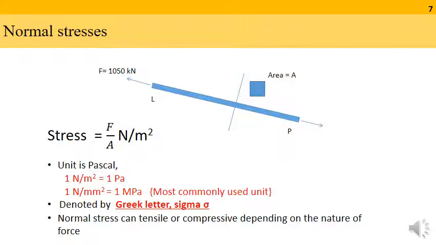And the force can be tensile or compressive depending on whether this load has a tendency to pull the member LP to a longer length or make it slightly shorter. Meaning, if the force is pointing away from the body, then that is tensile stress. The reverse is compressive stress. In both cases, the definition of stress is still F by A and it is still denoted by the Greek letter sigma.